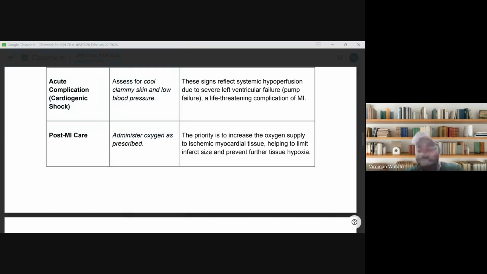Then you check for GI bleeding, like black tarry stools or brown emesis, right? And during monitoring, you check the INR or the APTT, depending on the anticoagulant being administered. And the antidotes as well should be present.